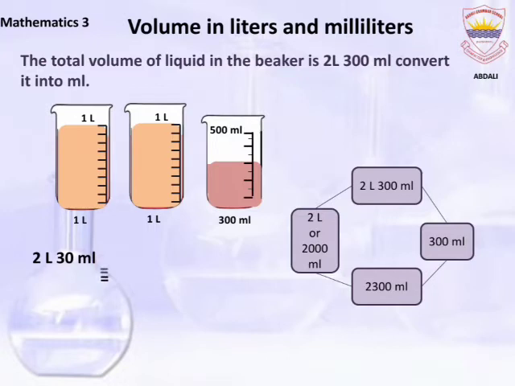Now students, let's find it. 2 liters is equal to 2000 milliliters. Add this with 300 milliliters, we get 2300 milliliters. When we add 2000 milliliters with 300 milliliters, we get 2300 milliliters.